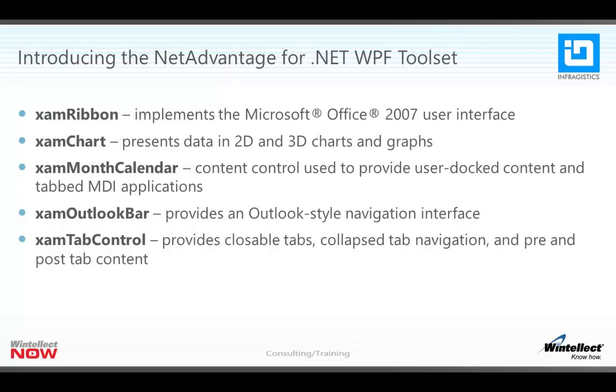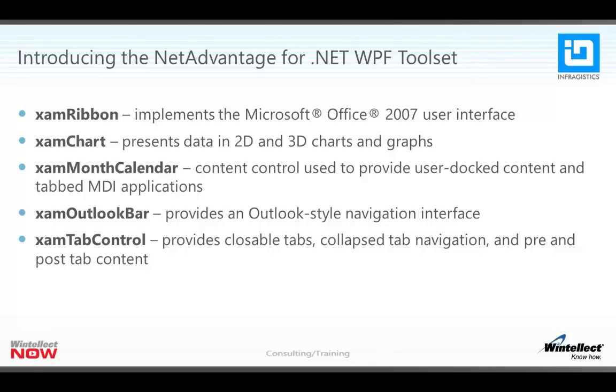The controls currently available include the XAML ribbon control, which allows you to implement the Microsoft Office 2007 user interface. The ribbon interface solved the problem of presenting hundreds of logically grouped features in Office products in a non-overwhelming way. The XAML chart control is used to present data in 2D and 3D charts and graphs. The XAML month calendar is used to add a rich, full-functioning calendar interface to your applications.